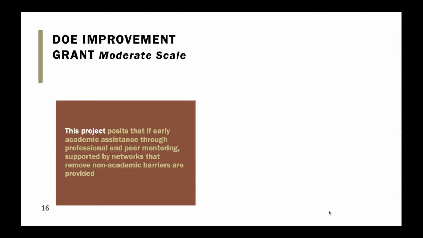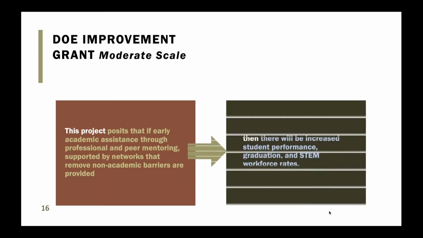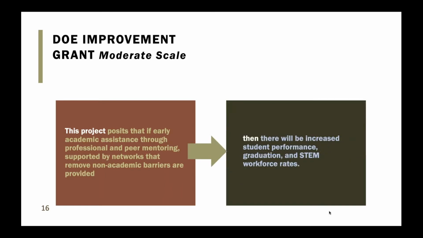Here's another example. Again, this is a Department of Ed Minority Science and Engineering Improvement grant that we would consider a moderate size grant. And in this project, the project posits that if early academic assistance through professional and peer mentoring supported by networks that remove non-academic barriers are provided, then there will be increased student performance, graduation, and STEM workforce rates.